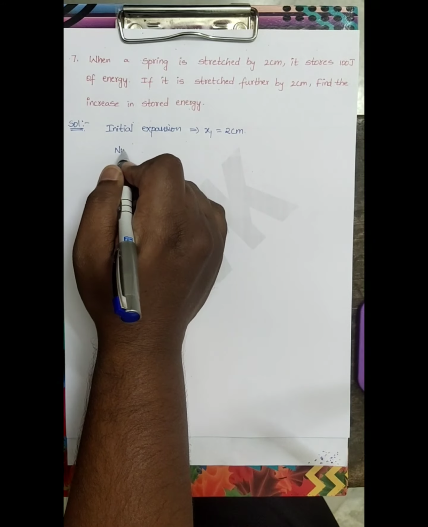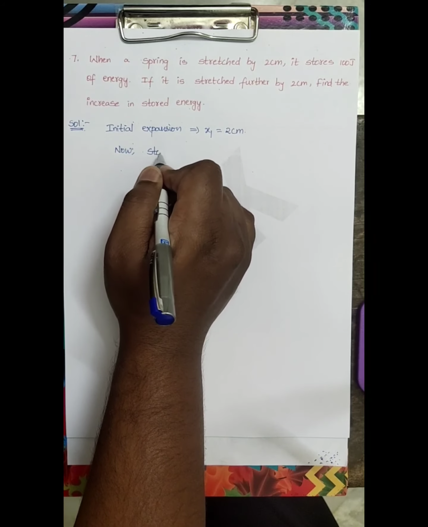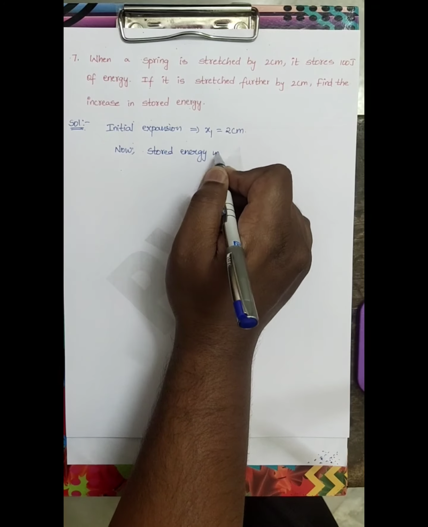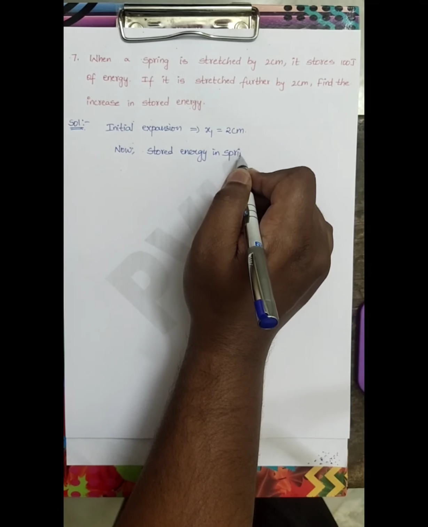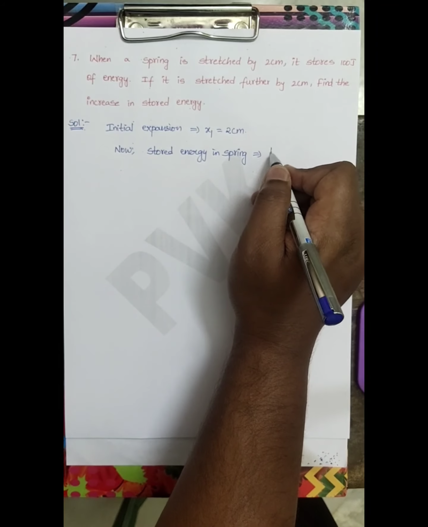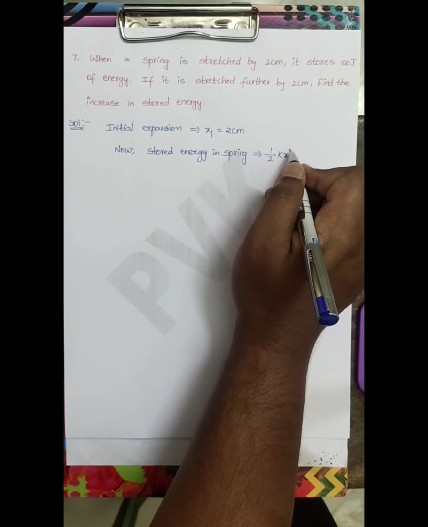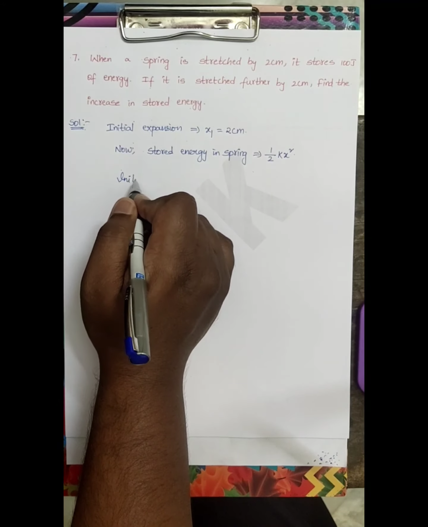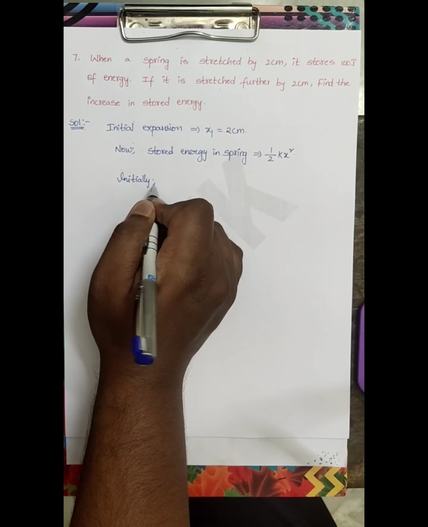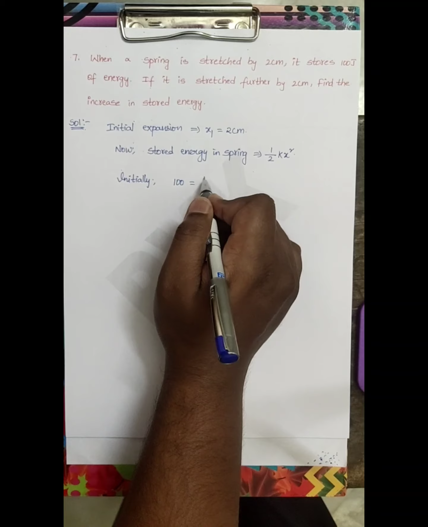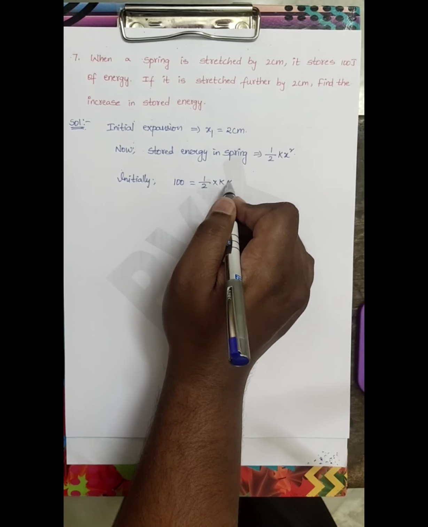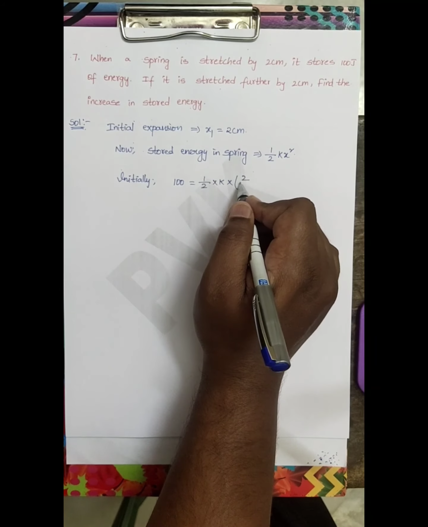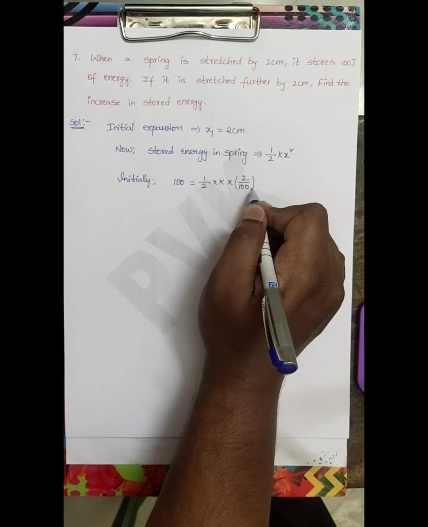Now the stored energy in a spring, that is nothing but restoring energy, we already know the formula, is given by half k x square. Initially the energy is given as 100 joules. So 100 equals half into k into x square. X is your initial expansion, 2 centimeter. Converting it into meters, (2 by 100) meter whole square.